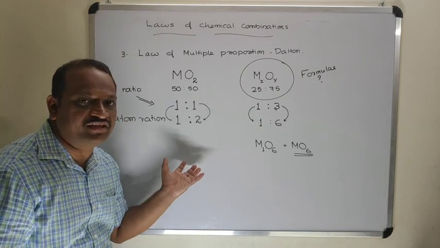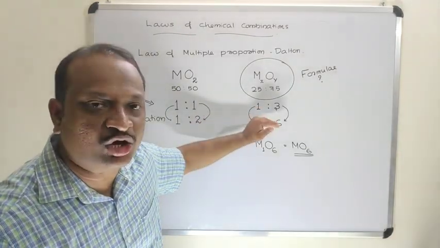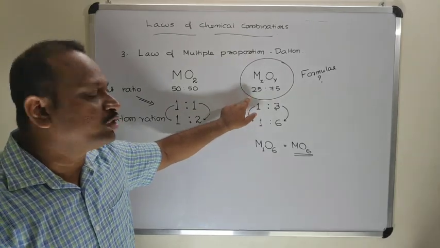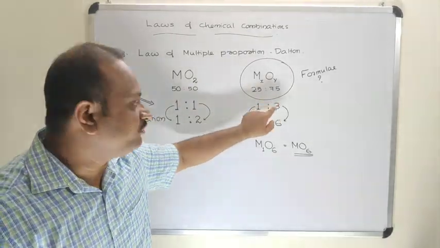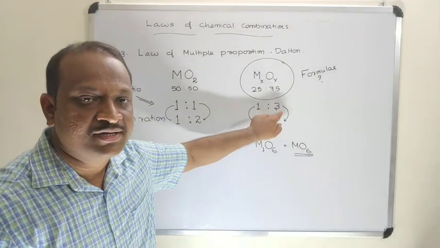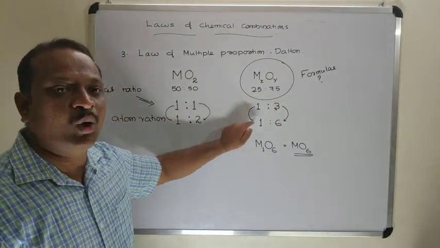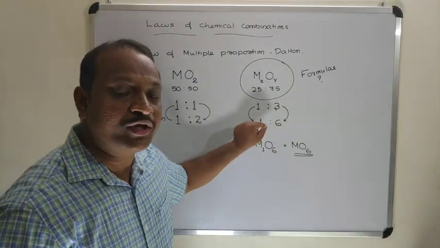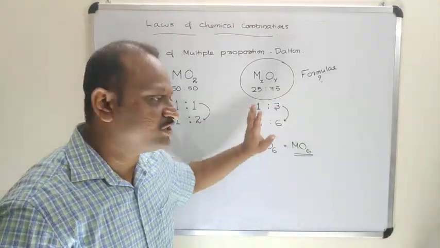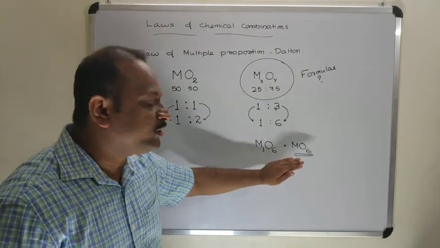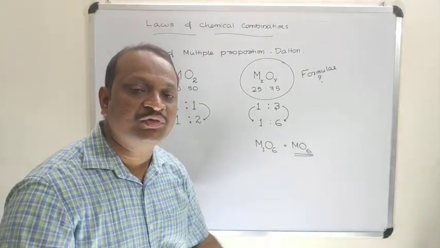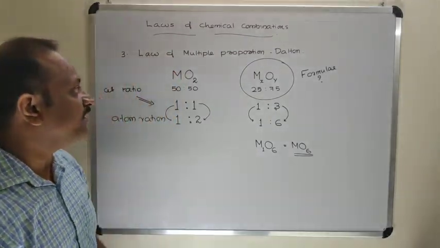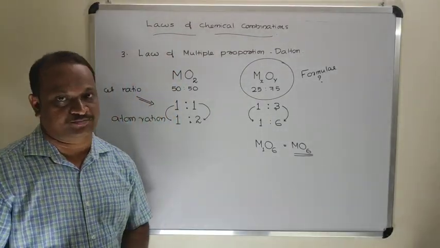Now, carrying this, we come to the second oxide. In the second oxide, we have a weight ratio of 25 is to 75, which means 1 is to 3. So 1 for 1, we have 1 for 1. 1 for 2, so we have 3 for 6. So we got the atomic ratio from the weight ratio. We substituted and got the formula of the second oxide, MO6. This is the way we need to solve problems based on the law of multiple proportions.